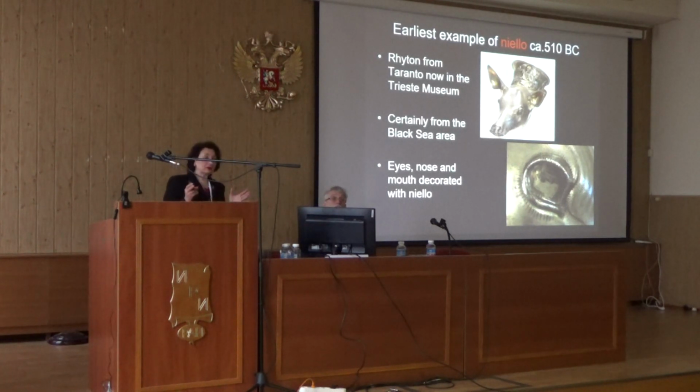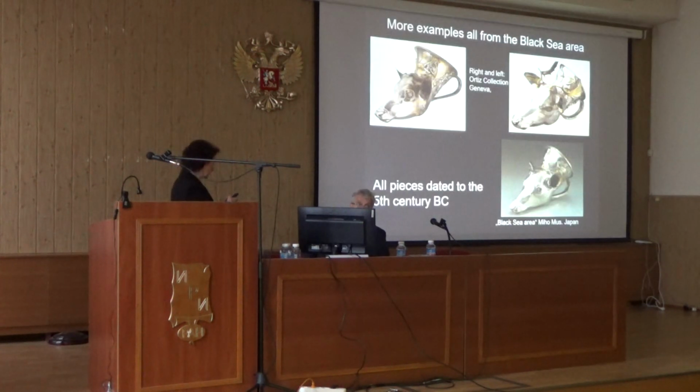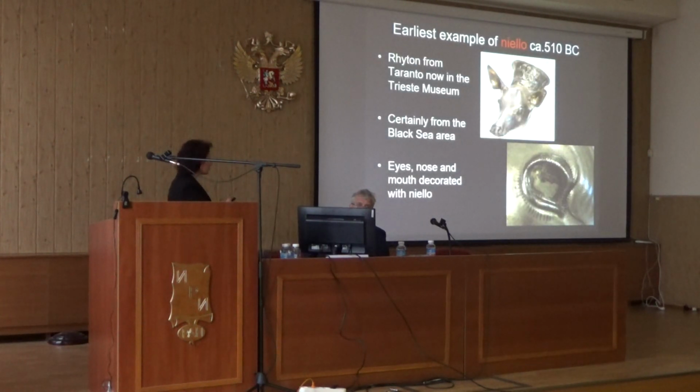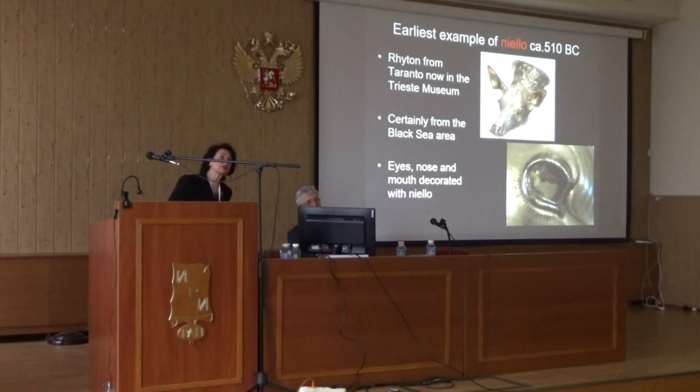This is for the moment the earliest example of niello ever identified. It is dated to around 510 BC, and it comes certainly from the Black Sea area, not only because you can see there are many parallels around the Black Sea, but also because of the legend, because of the myth which is represented here, which is the myth of Boreas, a god who was living on the Black Sea.